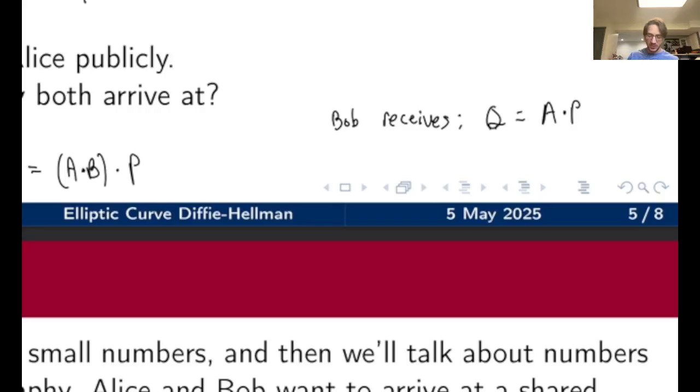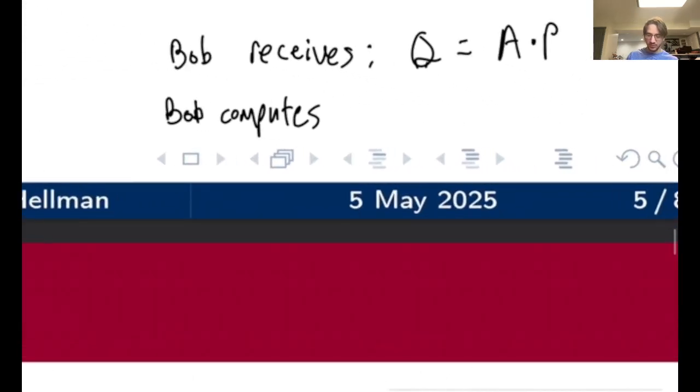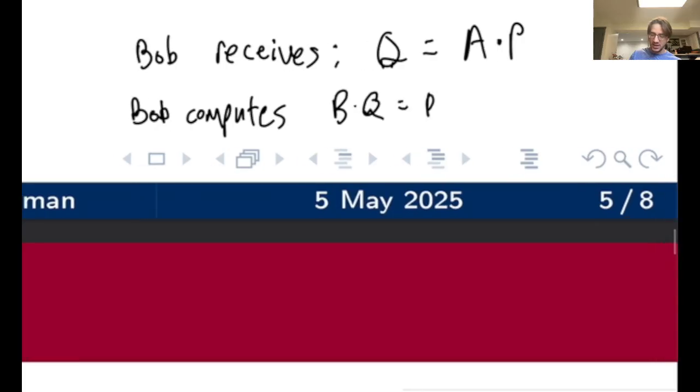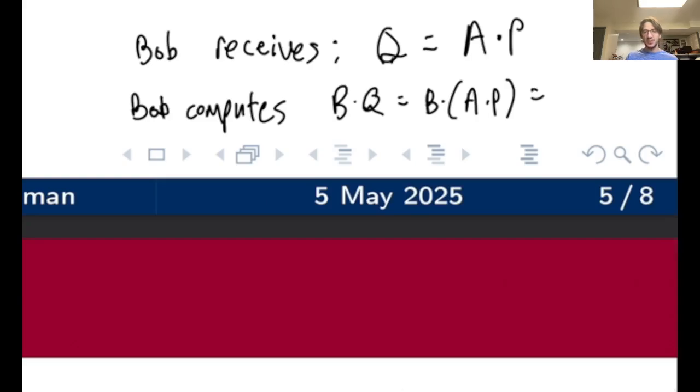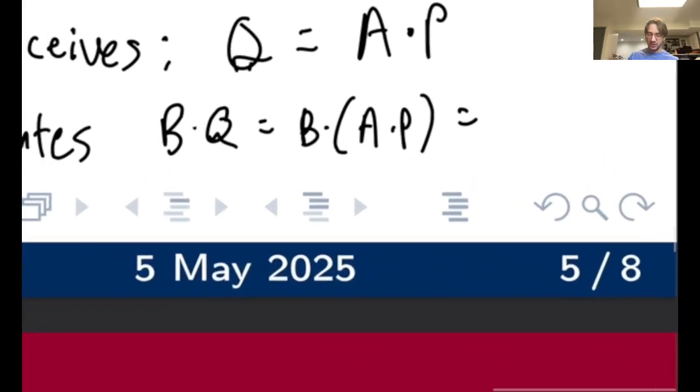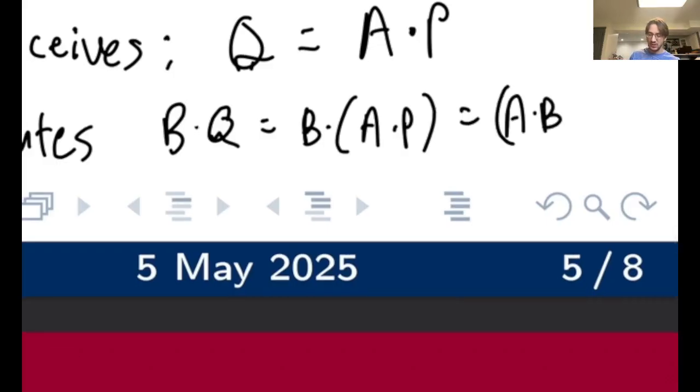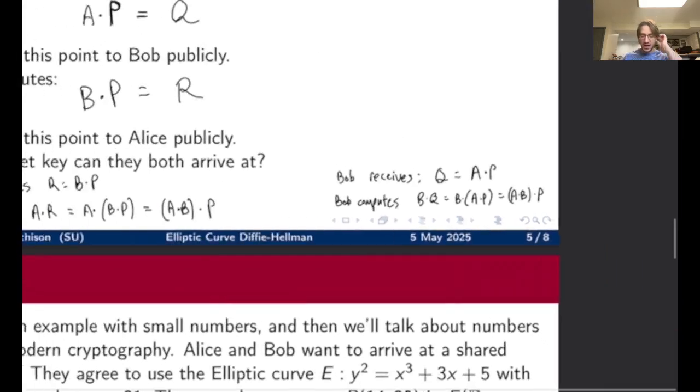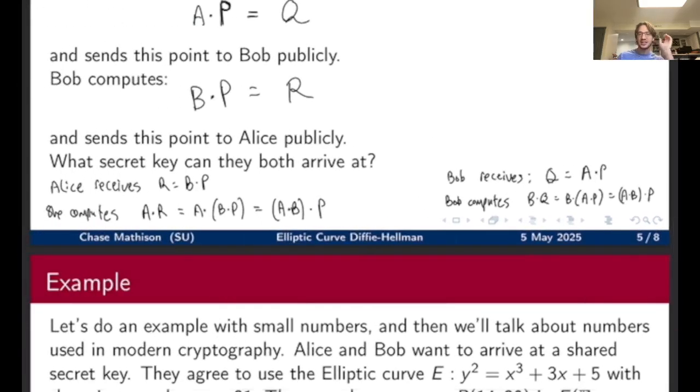So what does he do? Bob computes the only thing he knows how to do: B times the point that he got, B times Q. But that's B times A times P. And again, because this is a group, this is the same thing as B times A as numbers, but B times A is the same thing as A times B, and then times the point. So they can arrive at the shared secret key, A times B times the point P.